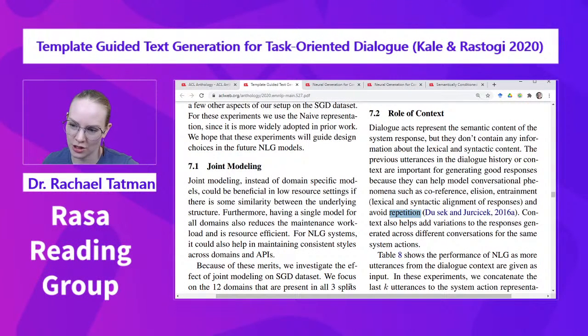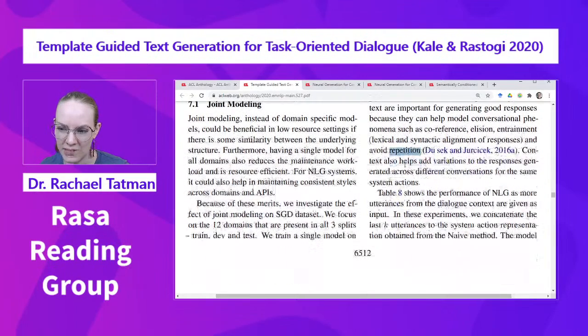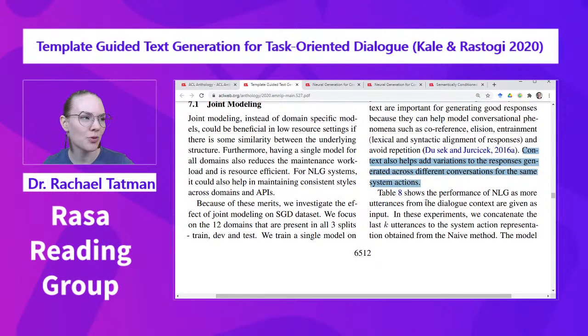Context also helps add variations to the response generated across different conversations for the same system actions. Is that a good thing? I guess that's more natural, but if I'm working with an automated system, I'm okay with repetition. Like, it doesn't bother me.